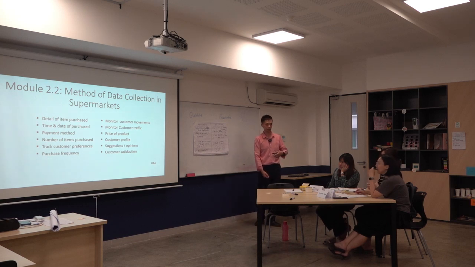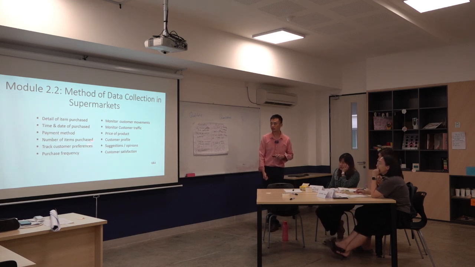You can also use the POS system. The payment method, also POS. Number of items purchased, POS. Customer preference, POS. Trace the customer preference. Okay, I can do a daily one. Partially, okay. So besides this, what else can they do?